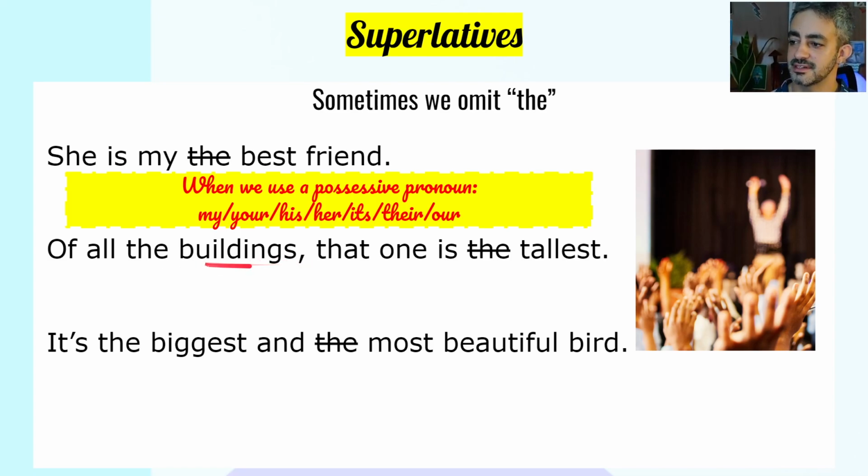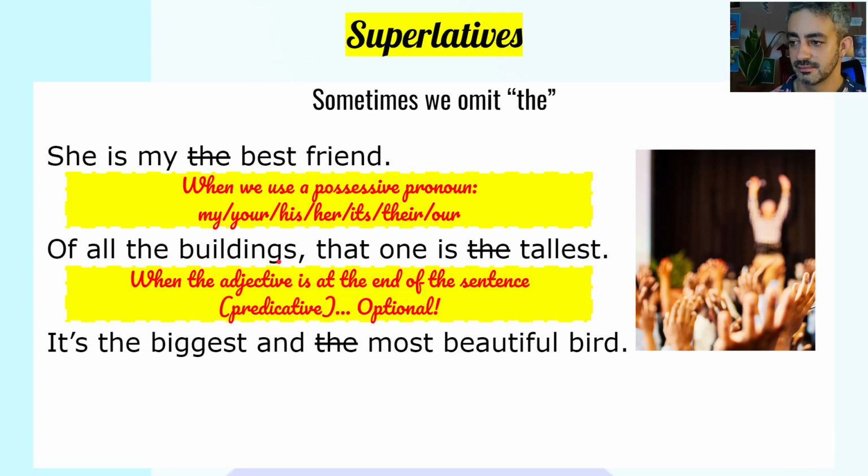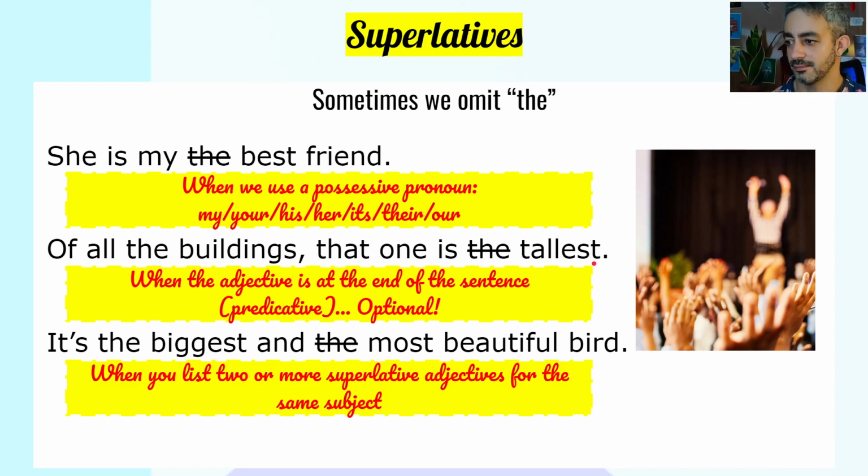Of all the buildings, now in this example, we know what we're talking about. We're talking about buildings, and this information is at the beginning of the sentence. So when the adjective is at the end of the sentence in the predicative clause, then this is optional. You don't need to use the. You can use it, but you don't need to. So of all the buildings, that one is tallest, or that one is the tallest is okay.